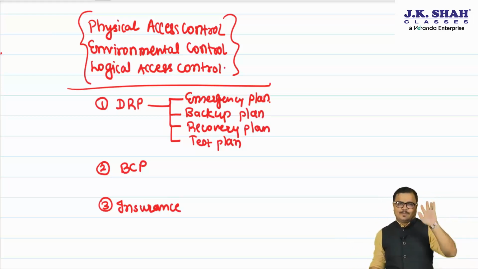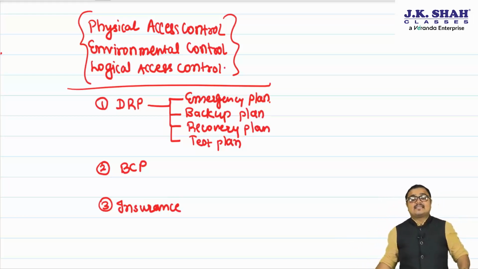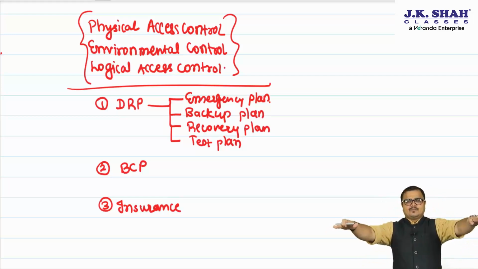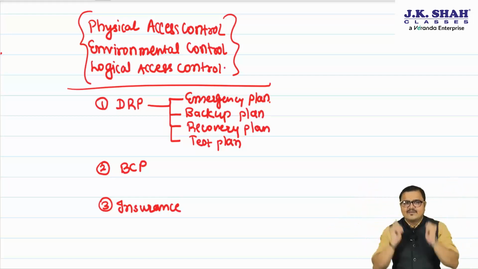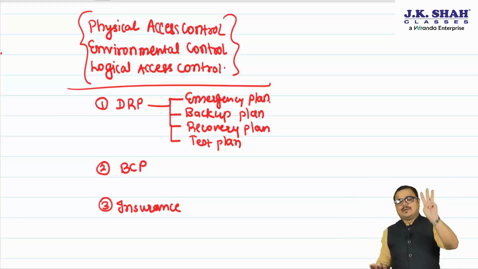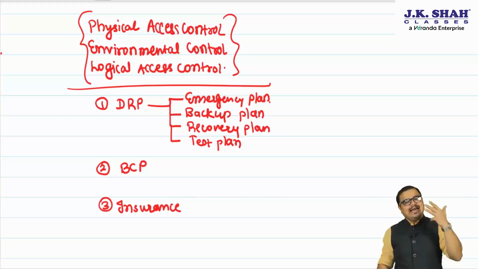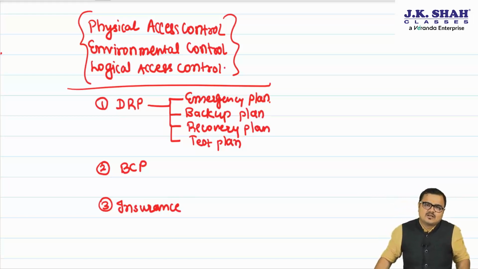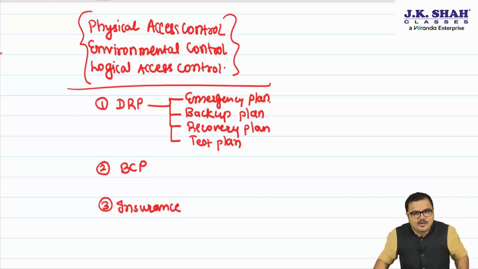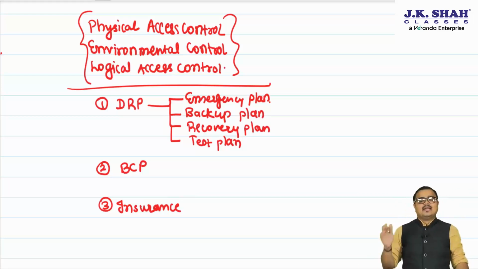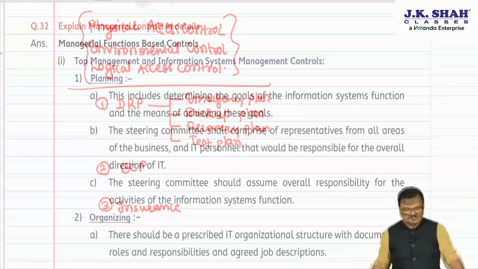So, three things you need to remember. As a last resort, we apply the controls and try our level best to reduce the risk, but if that still fails, then I am going to apply these three controls called DRP, disaster recovery plan, BCP, business continuity plan, and insurance for financial losses to be covered. Am I very clear to you? Yes, sir. Let's see it from the theory point of view.